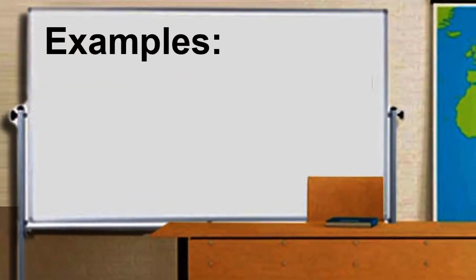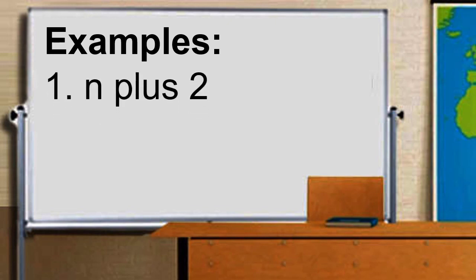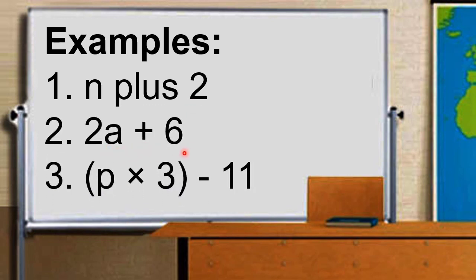So let's have our examples. Number 1, n plus 2. And then 2a plus 6. And number 3, we have here open and close parentheses, p times 3 minus 11. So these 3 are examples of expression.